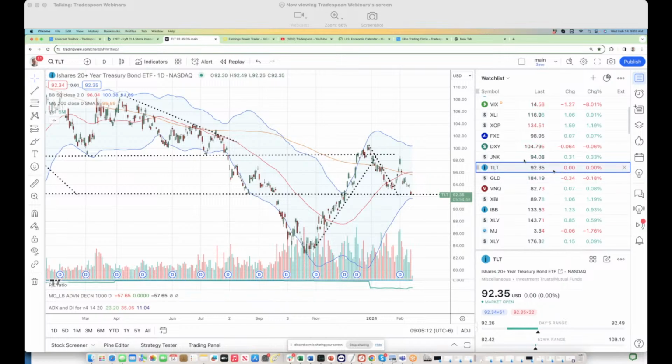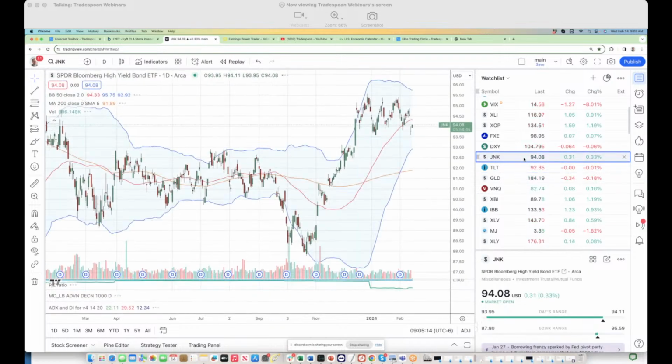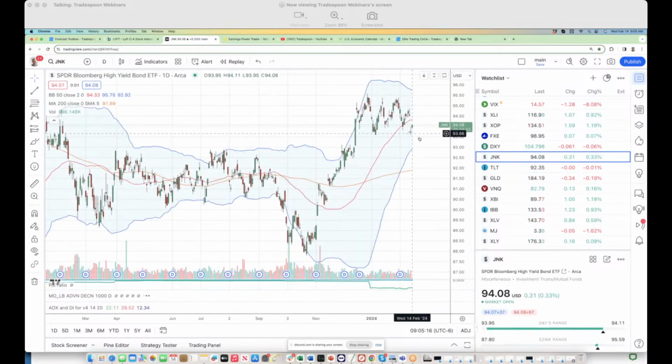Right. Junk bonds are actually recovering. Right. Junk bonds are also trading below the 50-day moving average. Right. That's not good.